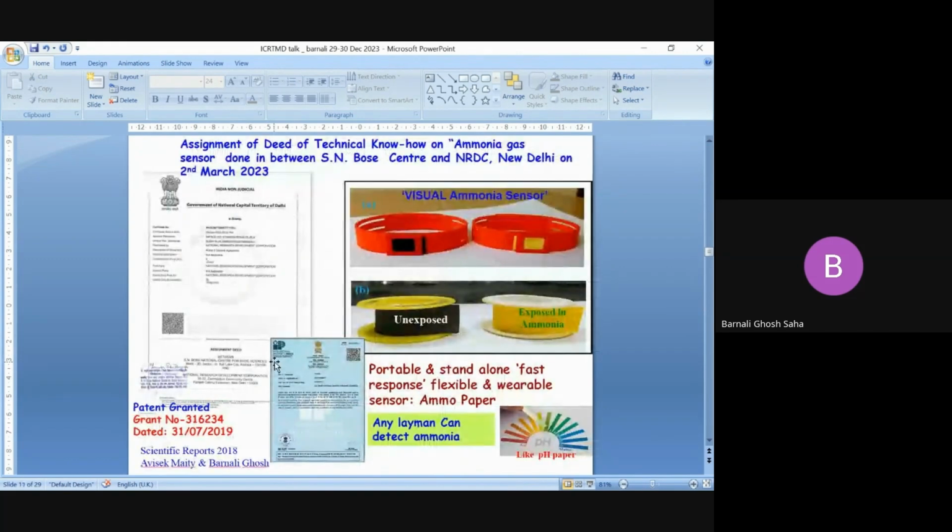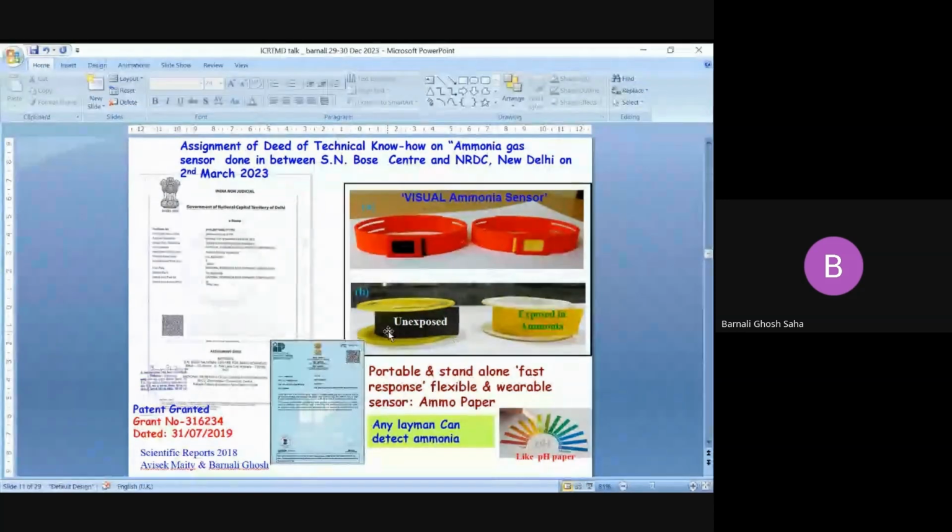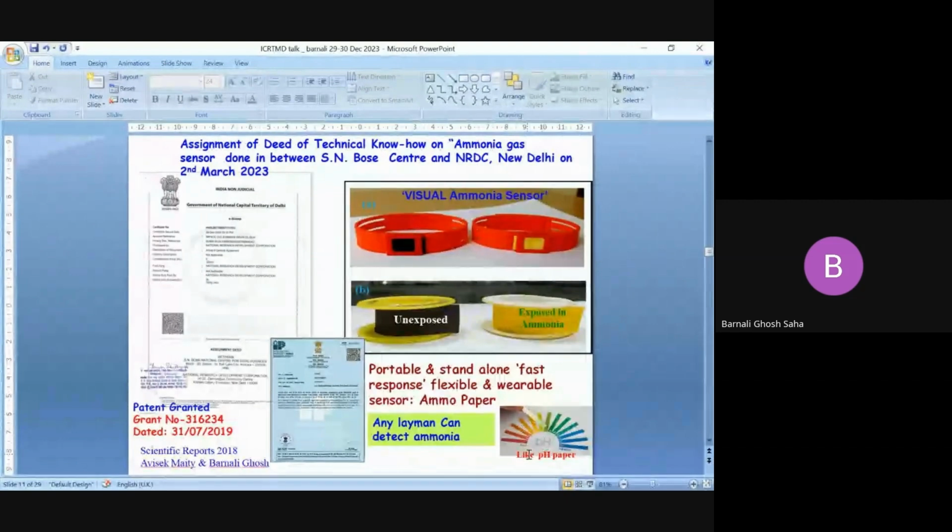So let us see the ammonia gas detector we have made. This is the actual color grown. It is grown on paper and mounted in the form of a watch. Anyone can wear it, and if we put ammonia on it, its color changes. Similarly, if we put it on a tape, the color changes. So this is the beauty of this. This is a visual ammonia sensor, and it acts like pH paper. It is a portable, standalone, fast response flexible wearable sensor. It is called Ammo Paper. Any layman can detect ammonia.